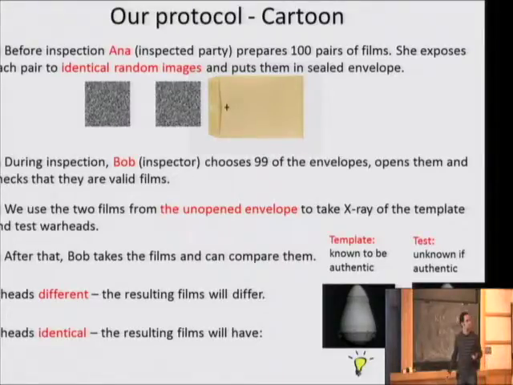What is the 99% used for? This is just to make sure that Anna didn't cheat. The biggest risk that we have is that she puts in films that actually don't work and are just not sensitive to X-ray. So you will check them, and they will have the same image because they will always give you the same image regardless. If you put a coffee maker or a warhead there, they would still give the same image.